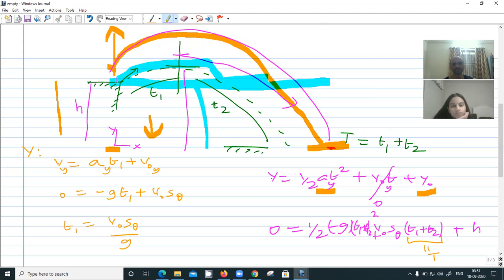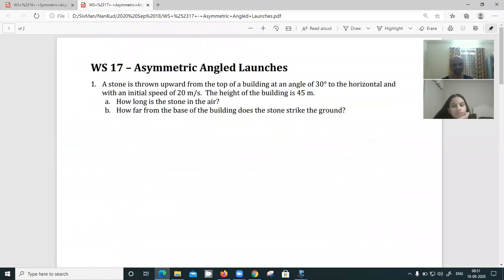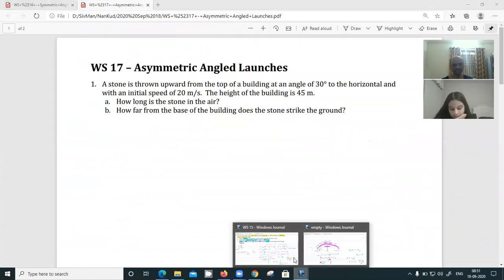This part of the motion is symmetric. If I'm stopping at this point, say this is a second building of the same height h, it goes from this building and stops at this building. This is a symmetric projectile. But if it continues to go and hit the ground, it will become asymmetric. So this is the basic idea. So I think you try the question first, then I'll discuss.